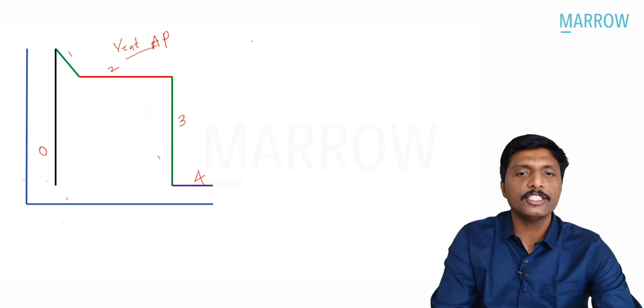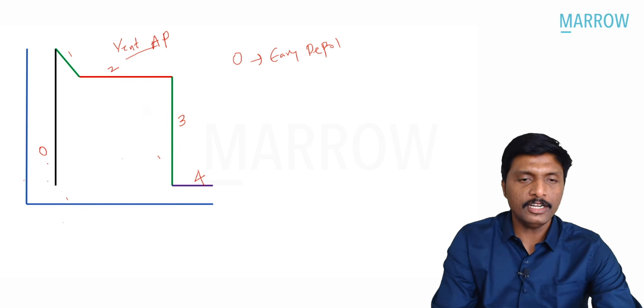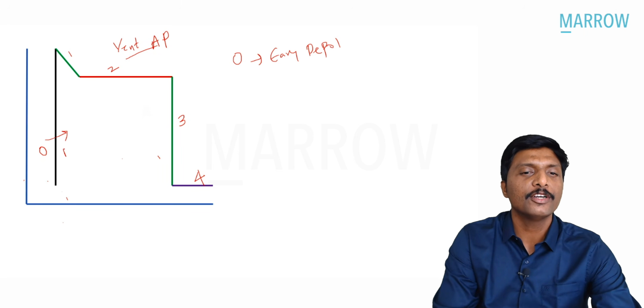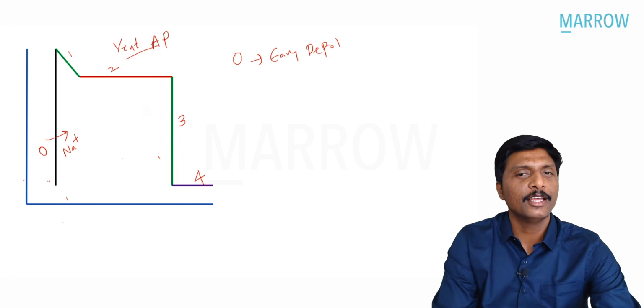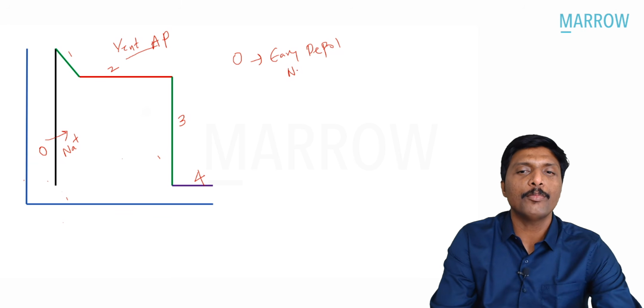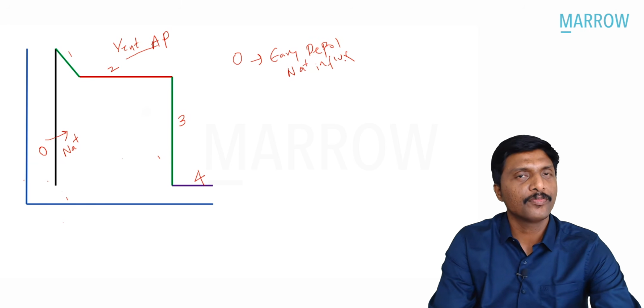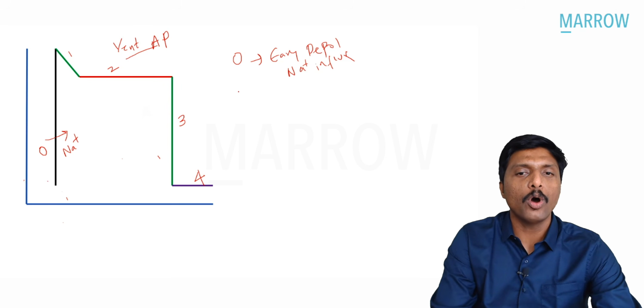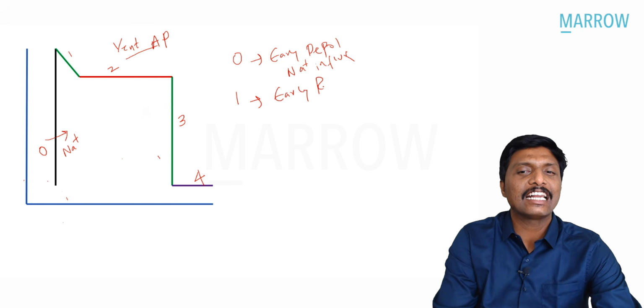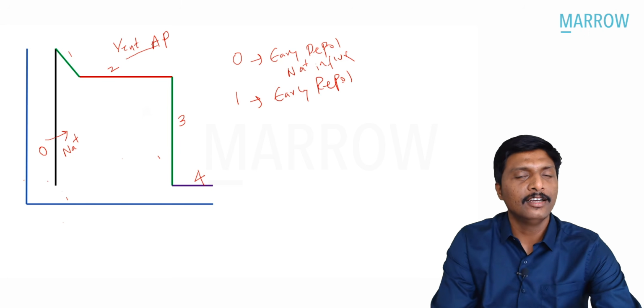What is this phase 0, sir? This phase 0 we call early depolarization. All depolarization we all know is basically because of sodium ions coming inside. So the reason for this early depolarization is sodium influx. Very simple.